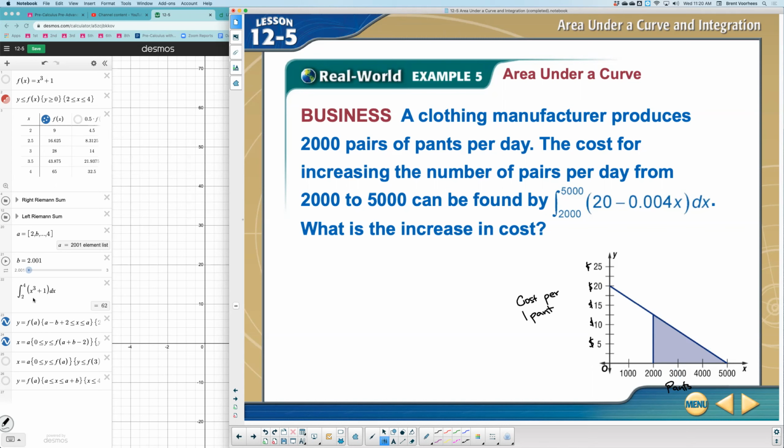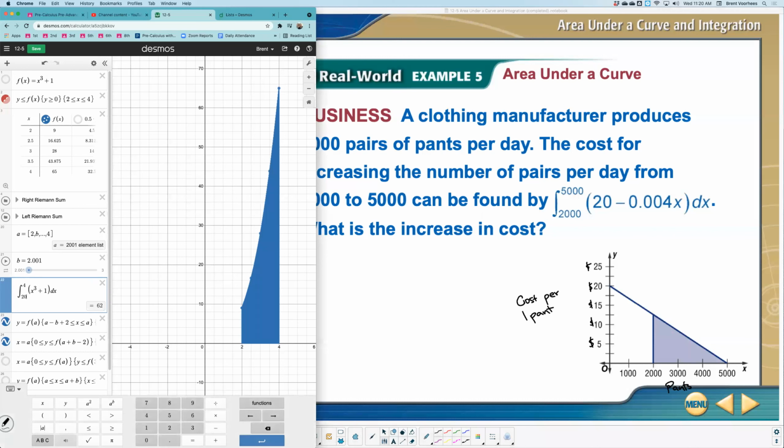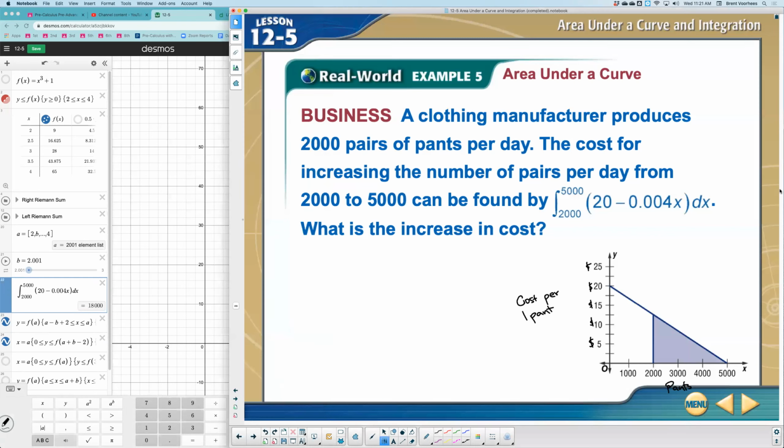So let's come over here and just figure out what this price would be if we made 2,000 pairs of pants, and we want to look at the increase going from 2,000 to 5,000 pairs of pants, and the formula is given as the integral of 20 minus 0.004x dx. The increase in cost would be $18,000. Does that mean it'll cost $18,000 to make those pants? No, it is not. That's the increase in cost. This right here is the increase in cost. I need to explain this. Increase in total cost. So even though it looks like it's decreasing here, there is an increase in the total cost. Now you might be saying, how is there an increase in the total cost?